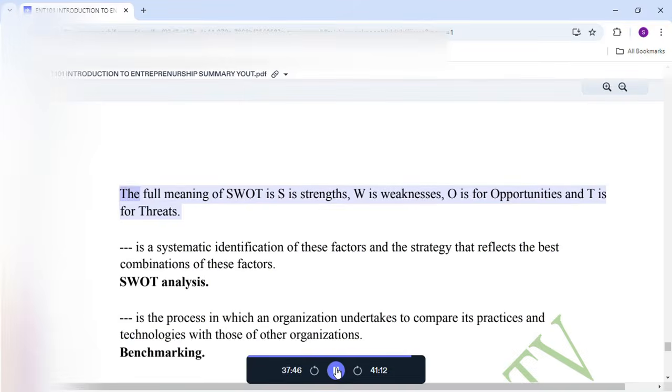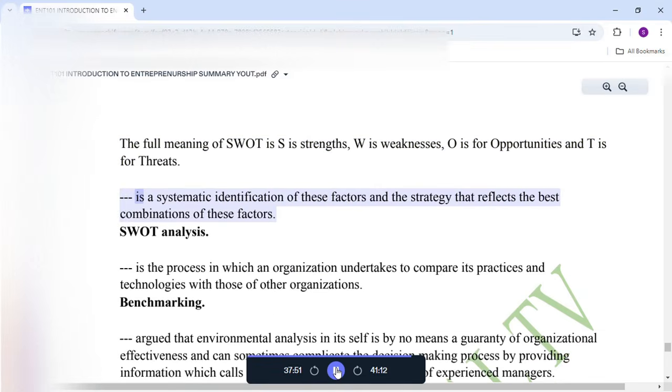The full meaning of SWOT is S is strengths, W is weaknesses, O is for opportunities and T is for threats. SWOT analysis is a systematic identification of these factors and the strategy that reflects the best combinations of these factors.